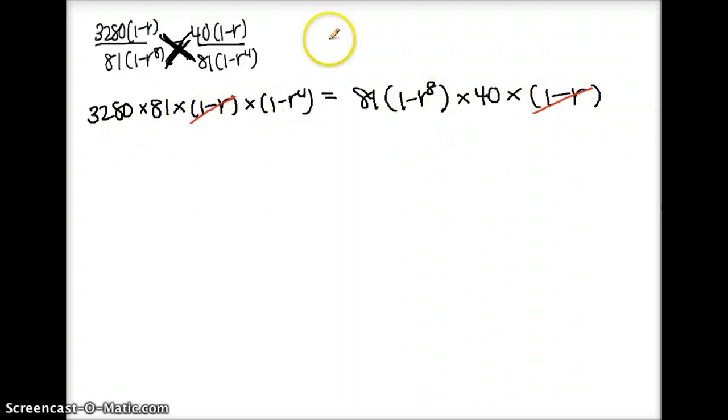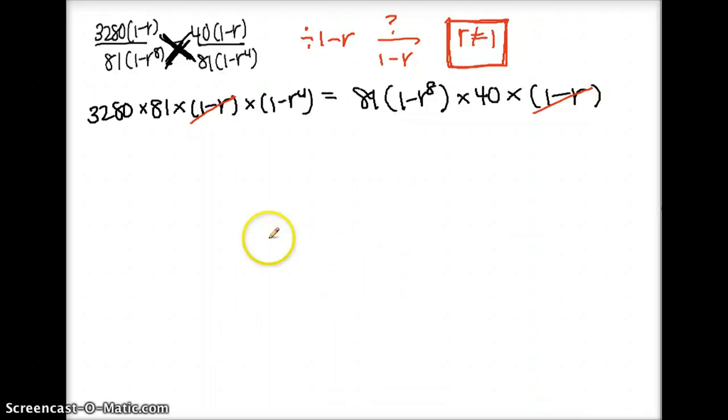But when we divide by 1 - r, this is going to be something over 1 - r. But we have to remember that r can't equal 1 if I'm going to divide by 1 - r on both sides, because then it will be something over 0, and you can't divide a number by 0, so I have to remember this. r cannot equal 1. That's just a rule I have to remember when I solve it in the end. Okay, and I can also divide by 81 on both sides. We can also divide by 40 on both sides.